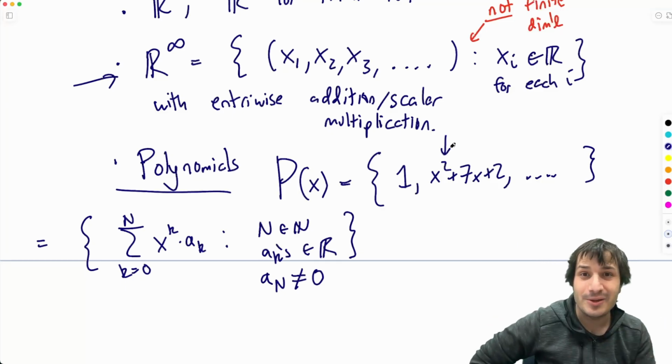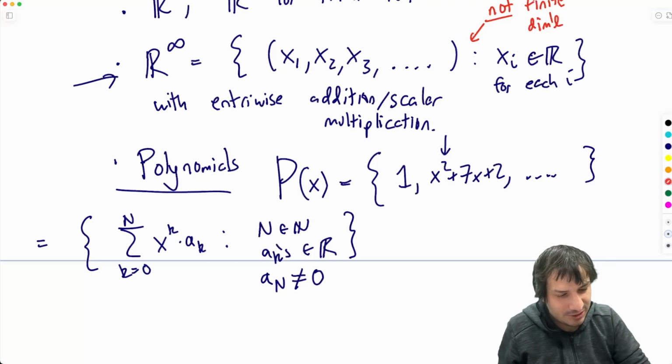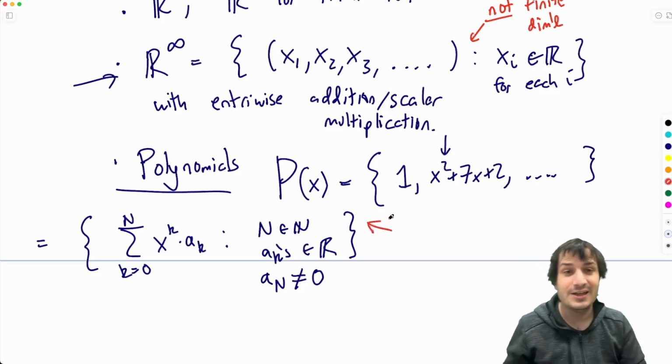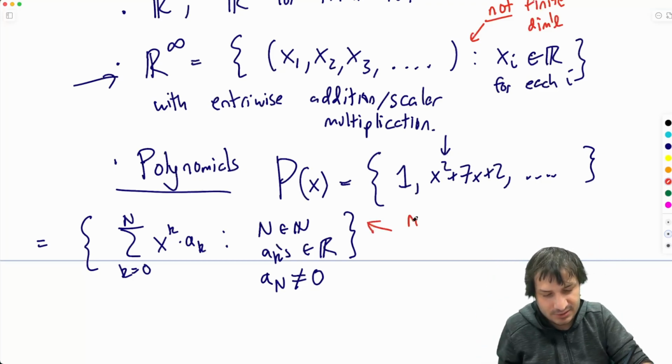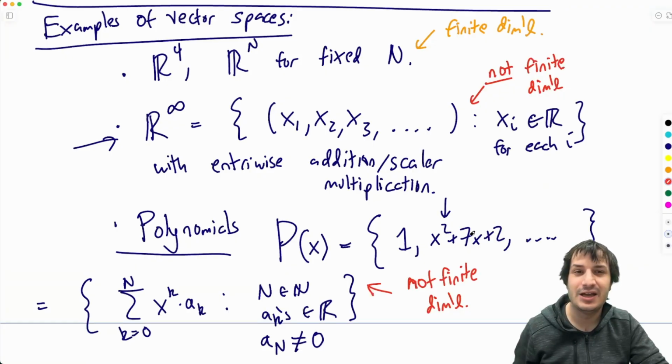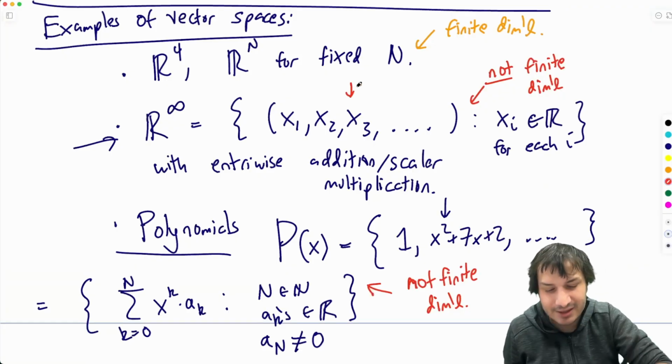So the set of all polynomials, this is also infinite dimensional. This is not finite dimensional, once again, because you can make the power as high as you want.